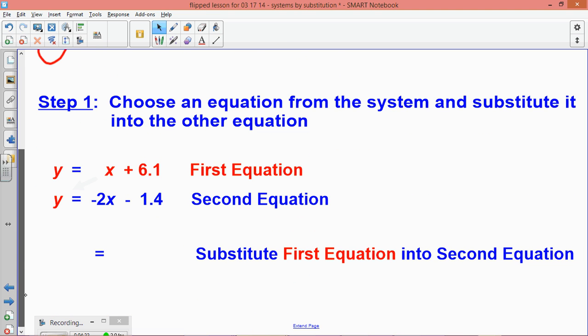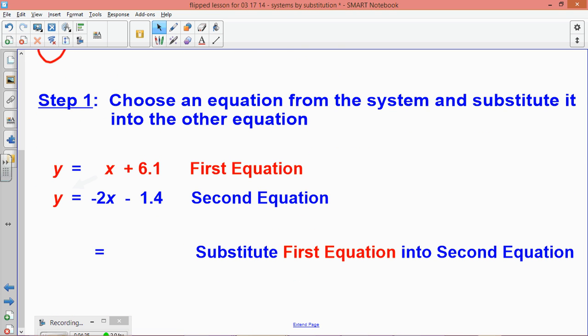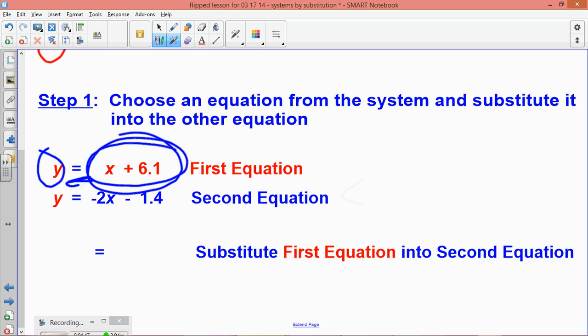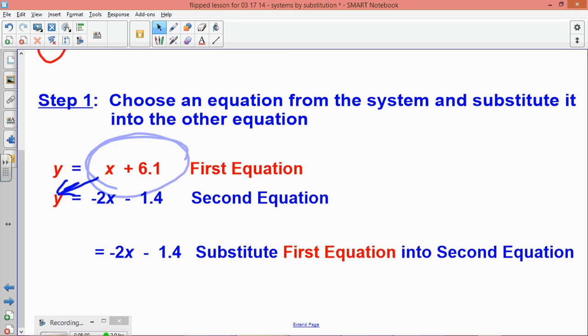Okay, so I have the first equation here solved for y. I have the second equation solved for y. Here's what I can do now. Once I know that y is equal to x plus 6.1, then what I can do is take this x plus 6.1, which is equal to y, and I can substitute it in for y in the other equation. Okay, so let's look at what that looks like here.